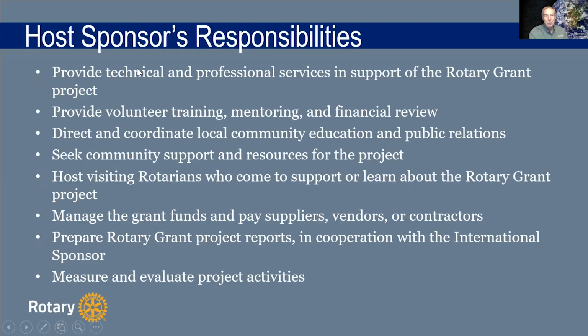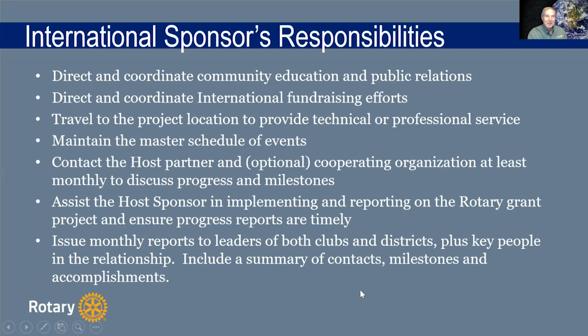And this is a list of the host sponsor's responsibilities. It might not be exactly like this, because depending on the project, you could take some of these responsibilities and shift them to the international sponsor or to the cooperating organization. The project that my club did in Haiti, we didn't do the volunteer training because the volunteer training was all done in country by the cooperating organization. It wasn't either the host sponsor or the international sponsor. So anyway, you've got a list of host sponsor responsibilities and a list of international sponsor responsibilities. And again, you can shift these around, but these are things that you want to think about that have to get done.